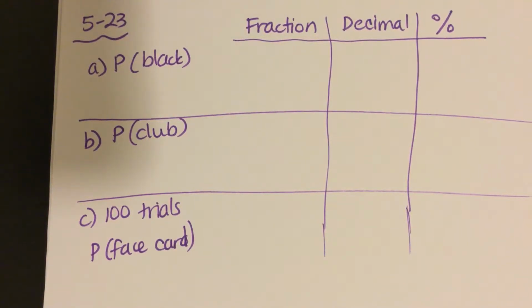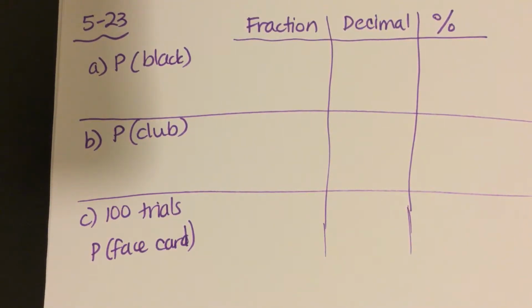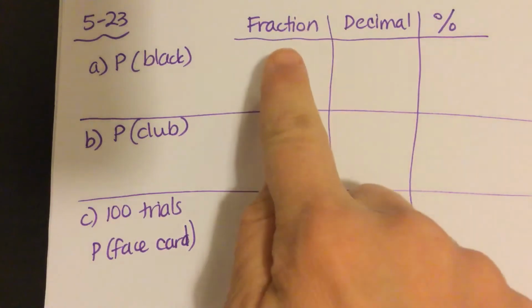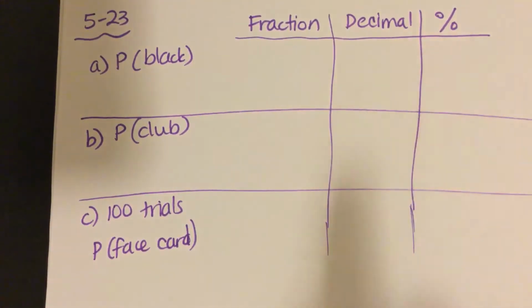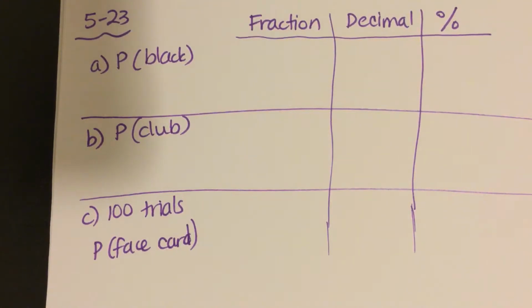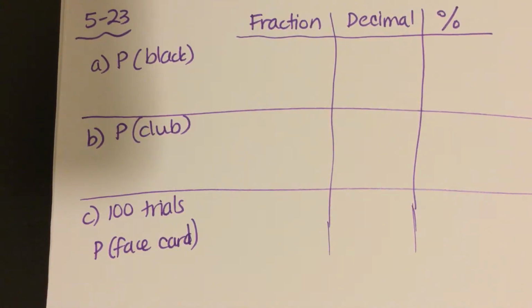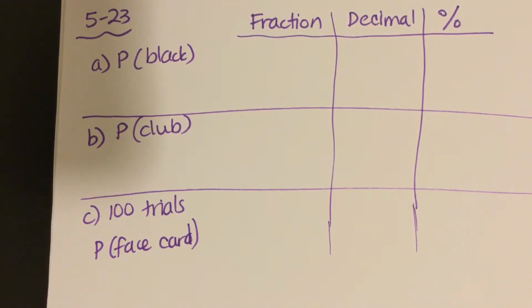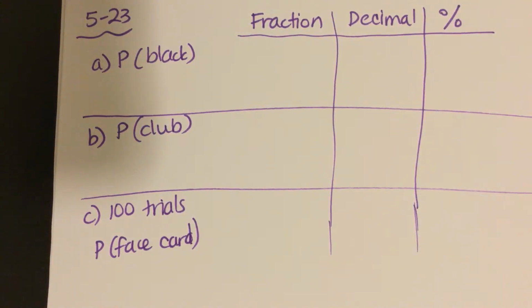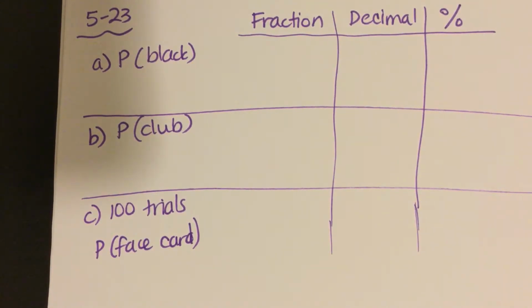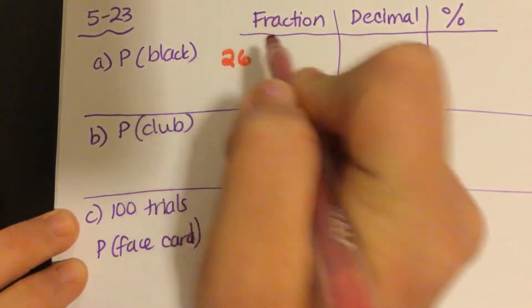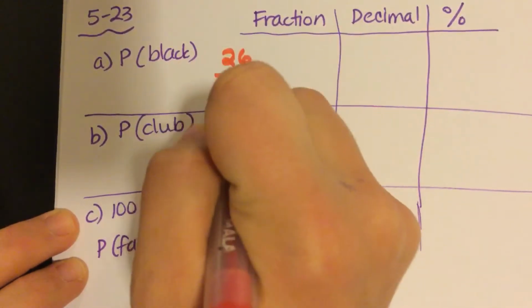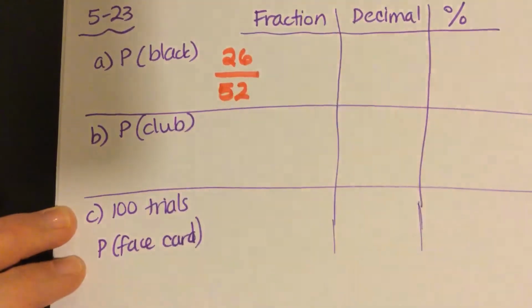For 523, we're going to be solving for the following probabilities. We're going to be solving them in fraction form, decimal form, and then percent. The first one is the probability of finding a black card from a standard deck of cards. So you can go ahead and look at the chart and count all the black cards. When you count them, you're going to see that there are 26 and the total is 52 cards.